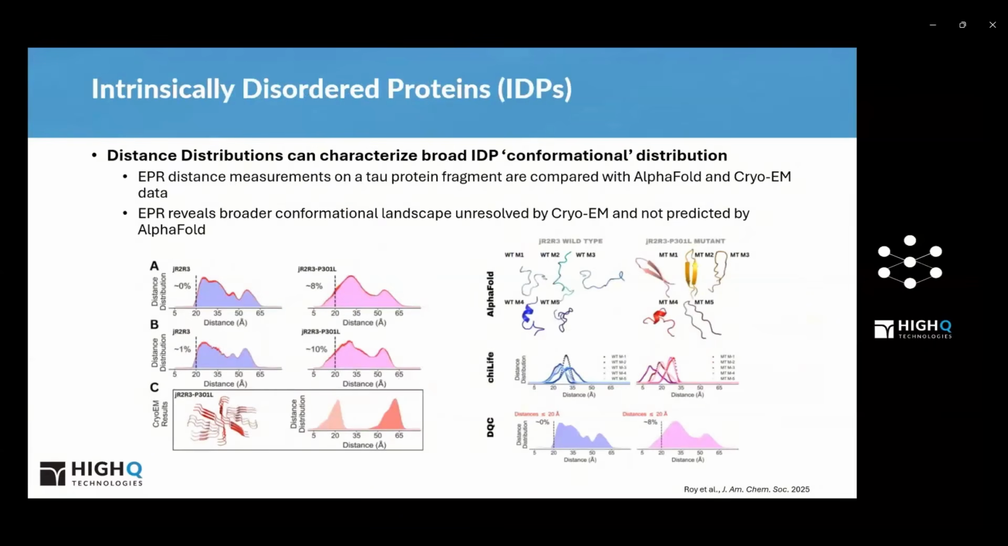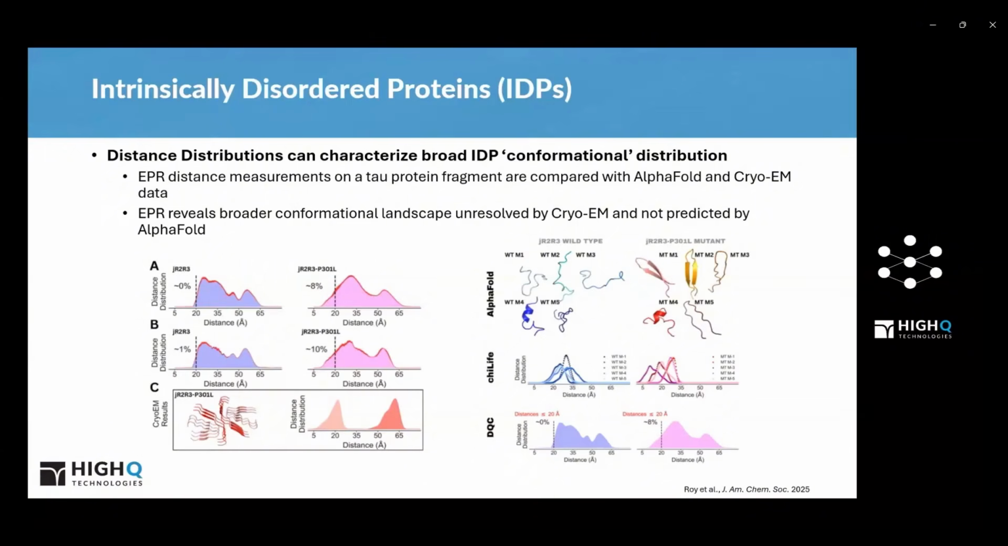So another notoriously difficult to characterize system are IDPs, intrinsically disordered proteins. They're difficult to characterize structurally because they don't just exist in one ordered structure, they exist in many structures. And so that's what this group was looking at. They took fragments of the tau protein, which is involved in things like Alzheimer's, and they performed cryo-EM on these tau fragments and got a structure. And then they also performed EPR distance measurements on these structures.